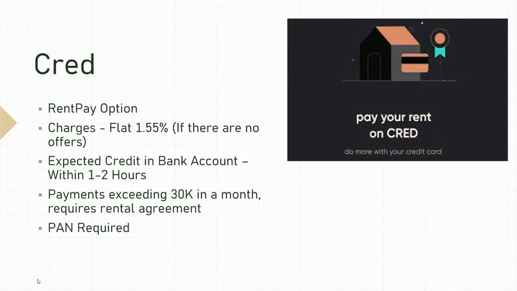Let us look into CRED. Rent payment is also enabled in CRED itself, and the charges in this are 1.55% if there are no offers. Sometimes some offers would be running, that would also be coming around 1% only, but the credit would take place fast, within 1 to 2 hours in 99% of the cases. And payments exceeding 30,000 in a month require a rental agreement, and PAN is also required in all the cases.